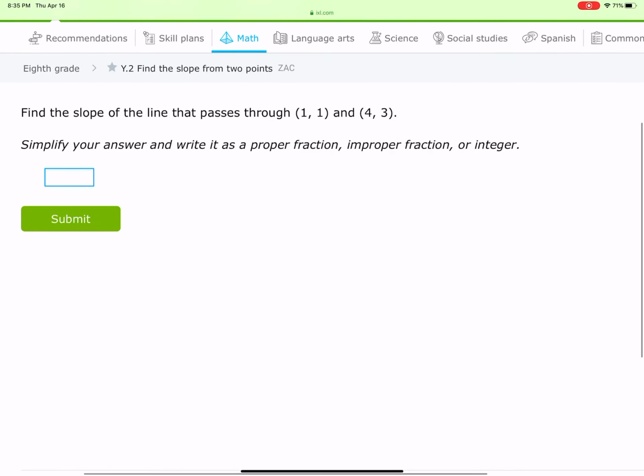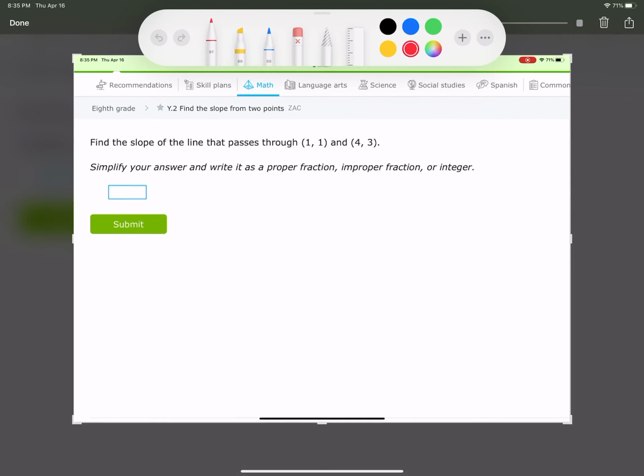It says, find the slope of the line passing through (1, 1) and (4, 3). So here's my slope formula. M is equal to y2 minus y1 over x2 minus x1. And remember, my first point is x1, y1. My second point is x2, comma, y2. So the first number I need is 3 minus 1 all over 4 minus 1. And that's what your slope is.